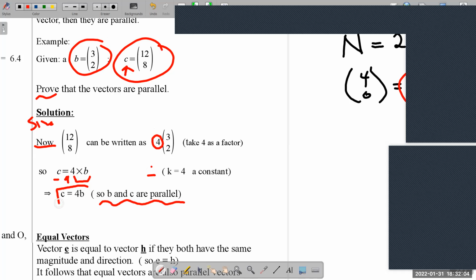This part isn't necessary. Why is this part not necessary? Aren't these two things the same thing? 4 times B, we learn in algebra as well, is 4B. Everybody talk to me.